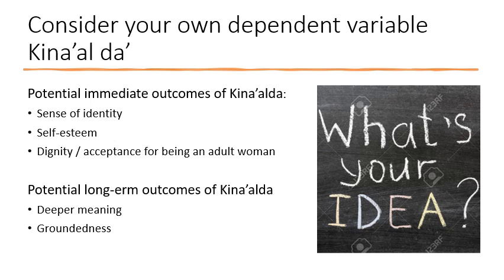So in one of our students in our class, we teased this out a little bit. She's interested also in the Canalda ceremony, and in order to figure out what she might measure, we asked, what do you feel was the outcome of your Canalda ceremony? Some of the things that came up were immediate outcomes: a sense of identity and perhaps self-esteem and dignity, acceptance for being an adult woman. And long-term outcomes might have been deeper meaning and groundedness. So this student might wish to examine one or more of these variables as the dependent variable in her study.